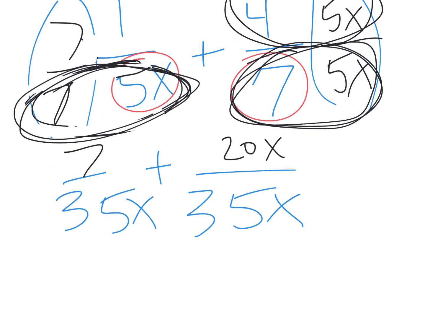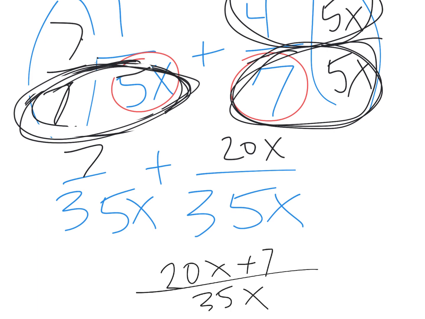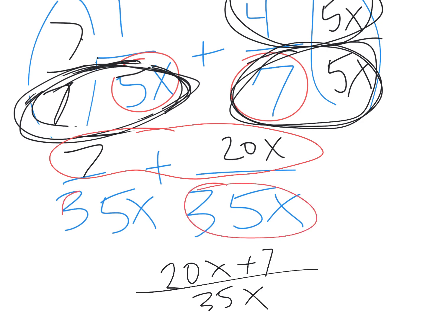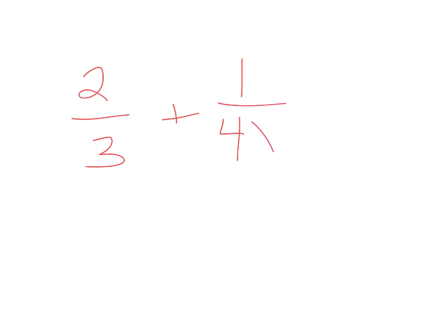So what's the answer? 20x plus 7 over 35x. What happened at the end there? You just add these, and the bottom stays the same. All right, let's see if you really got that. 2/3 plus 1/4 would be too easy. So let's make it 1/4x. Now that's an algebraic fraction problem.